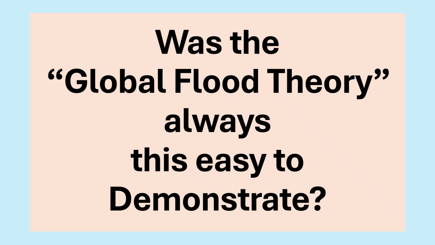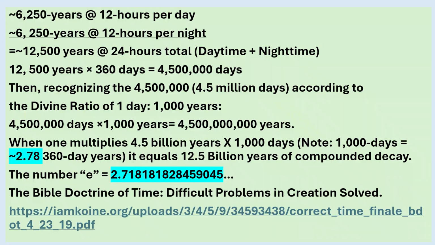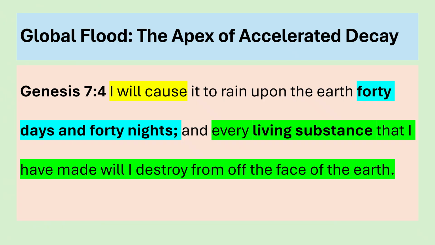This lesson for the Cornet Project class asks a simple question: was the global flood theory always this easy to demonstrate? I'm a little bit shocked at how self-evident it is. Again, as we learned about compressed time and the amount of decay, as opposed to the chronological timeline in which that decay rate fluctuated and in which events occurred, such as the flood, for example, and then the global flood being the apex of accelerated decay.